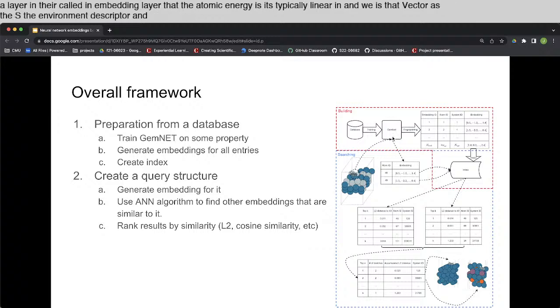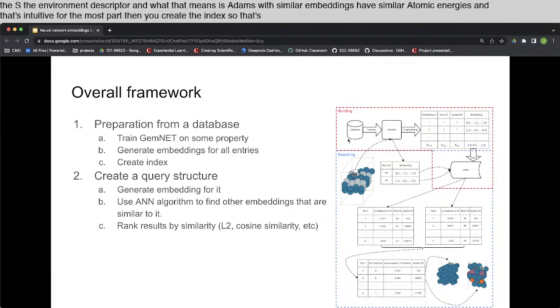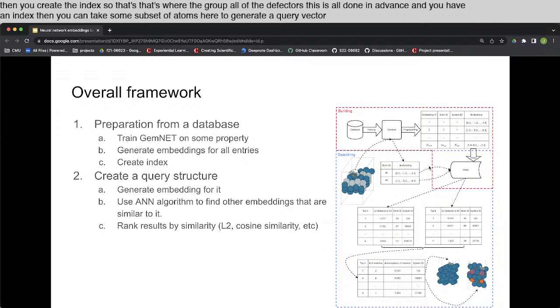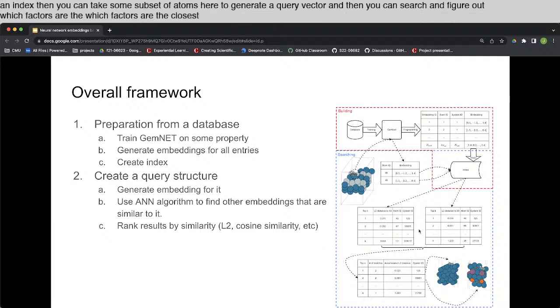And what that means is atoms with similar embeddings have similar atomic energies, and that's intuitive for the most part. Then you create the index, so that's where you group all of the vectors. This is all done in advance, and you have an index. Then you can take some subset of atoms to generate a query vector, and then you can search and figure out which vectors are the closest, and whichever ones are closest are the ones that you're looking for.